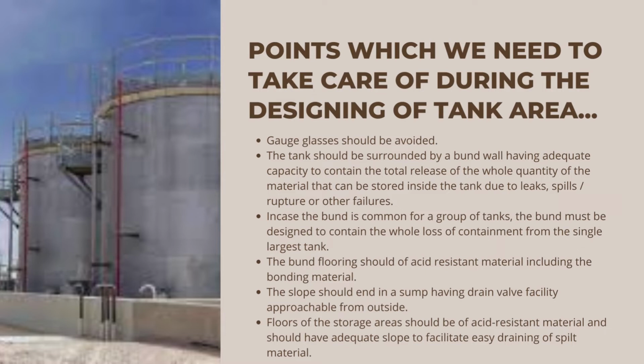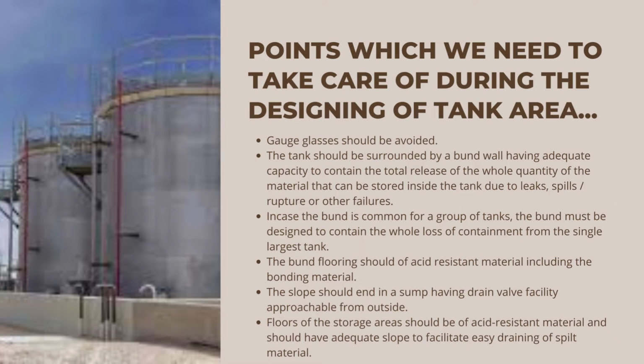The next point is the tank should be surrounded by a bund wall having adequate capacity to contain the total release of the whole quantity of material that can be stored inside the tank due to leaks, spills or rupture failures. In case the bund is common for a group of tanks, the bund must be designed to contain the whole loss of containment from the single largest tank. Means if the tank with the largest volume leaks, the whole tank volume can be easily contained in the bund wall.